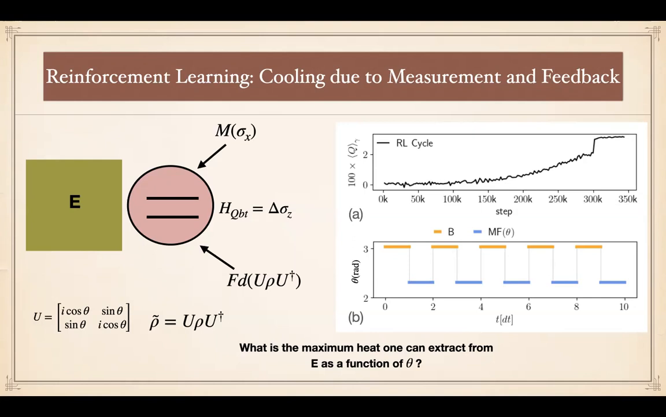So after 350,000 steps, the computer tells me that you have to thermalize, and then you have to do a rotation back to the z-axis, and then thermalize again. So it just says that you thermalize, you do measurement and feedback, and thermalize again. That's the best protocol you can do. So that's what we were doing, and we were happy to see that the computer says the same thing.